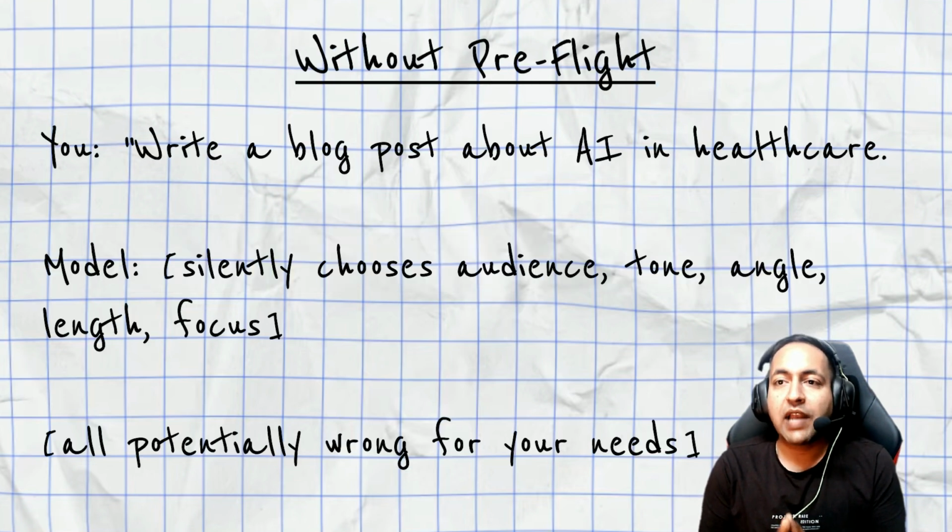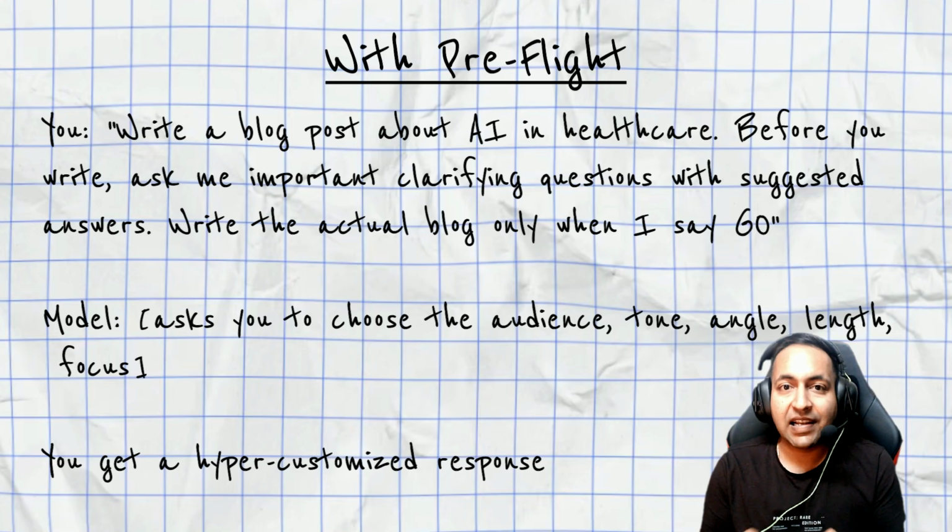For example, if you want to write a blog post about AI in healthcare and you don't use pre-flight, the model will silently choose the audience, the tone, the angle, the length of the blog, the focus, which might not be correct for your use case. And you will keep thinking, this isn't quite what I meant, and then you will keep iterating on it. But with pre-flight, you will know exactly how your model is going to answer, and you will be able to steer the direction before it even produces the first draft of the blog.